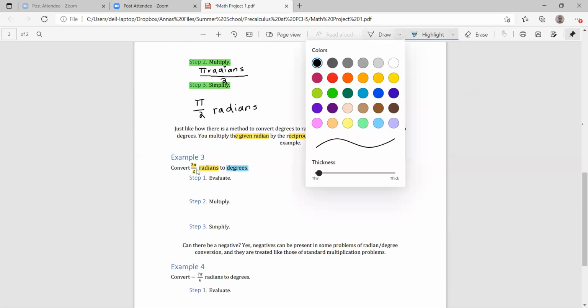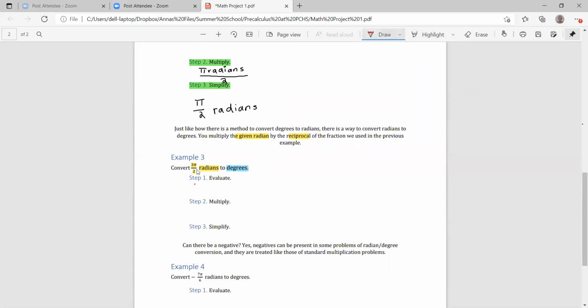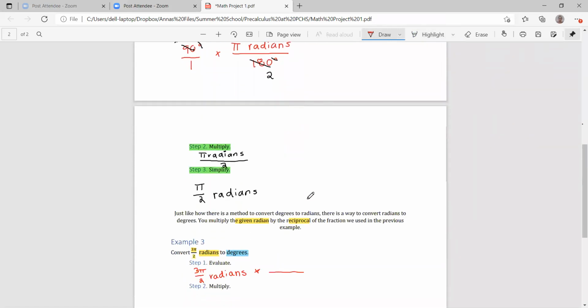Right, so let's start with evaluating what we know. We're going to put down what we have as the given in our equation. We're going to put 3 pi over 2 radians, and we're going to multiply this by the reciprocal of the fraction we used last. So we're going to put the denominator in the numerator. We're going to place 180 degrees in the numerator and place the previous numerator in the denominator, pi over 2 radians.